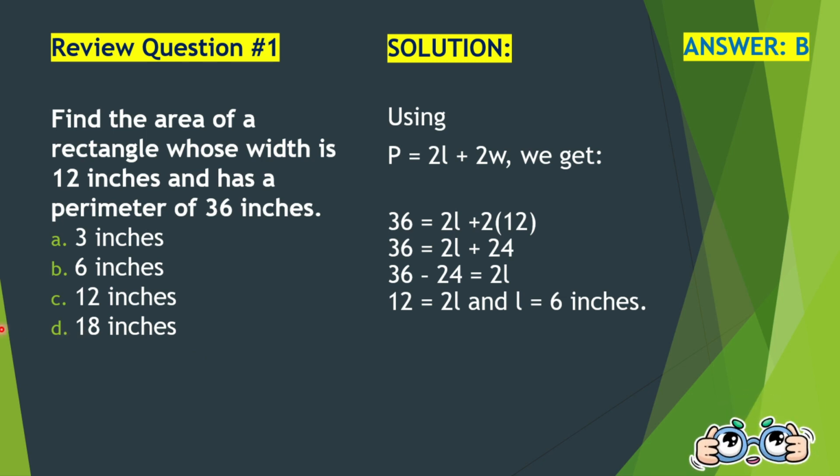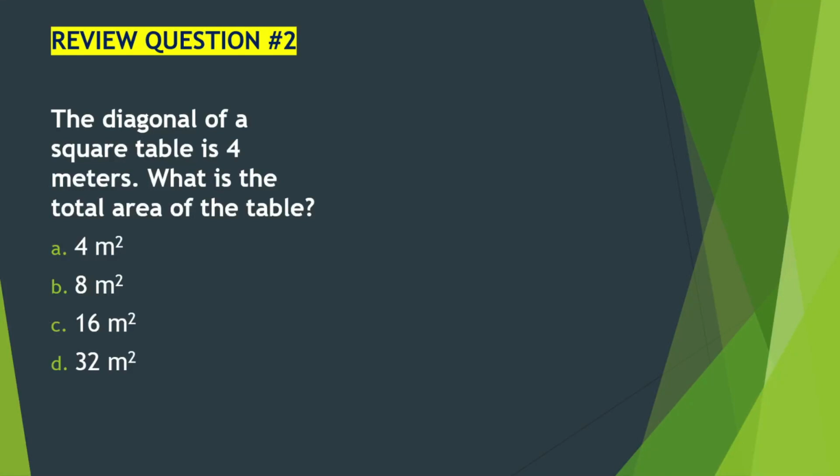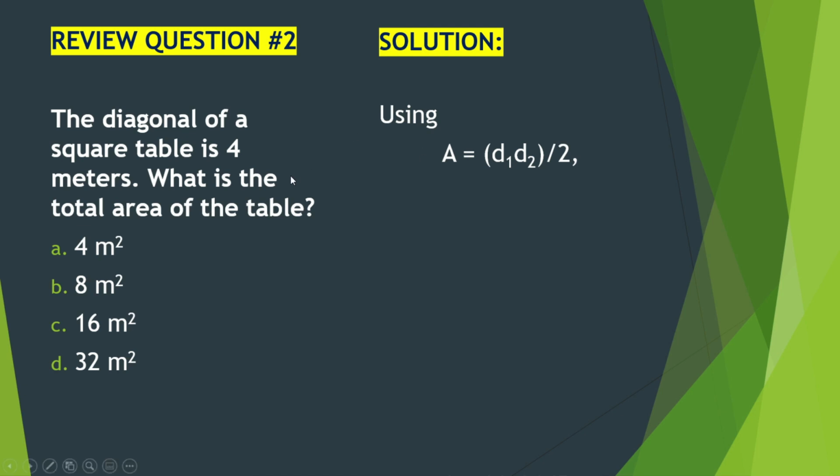Okay, let's proceed to question number 2. The diagonal of a square table is 4 meters. What is the total area of the table? Is it A, 4 meters squared, B, 8 meters squared, C, 16 meters squared, or D, 32 meters squared? Solution: using the idea of finding the area of a square given the diagonal, take note that we can multiply the first diagonal by the second diagonal, then divide it by 2. This is another way of finding the area of the given parallelogram.